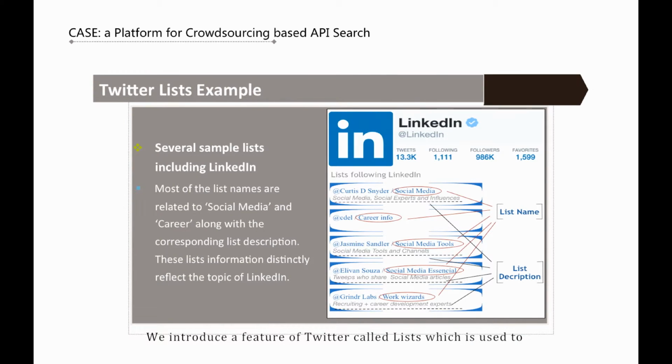We introduce a feature of Twitter lists, which is used to help users organize the Twitter accounts they are interested in. Twitter lists include list names and descriptions that contain a lot of semantic information. The figure illustrates the contents of lists by showing several lists including LinkedIn. Most of the list names are related to social media and career, along with the corresponding descriptions, which distinctly reflect the topic of LinkedIn.